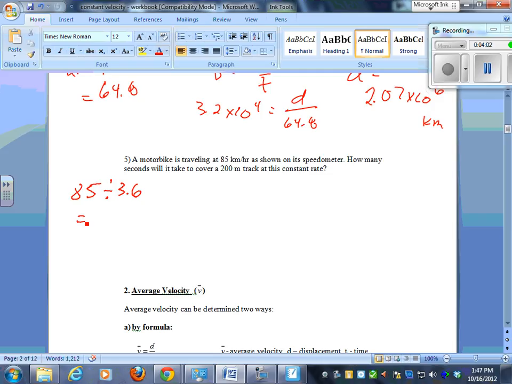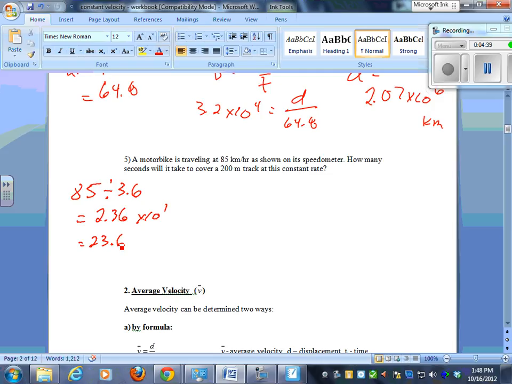So this is going to be 85 divided by 3.6. To get to meters? Isn't that 85 kilometers an hour divided by 3.6? I get 2.36 times 10 to the 1, which is really just 23.6. I happen to be in scientific notation on my calculator. If you're going just 85 kilometers to meters, then it's not 3.6, it's 85,000. But it's because it's kilometers per hour.